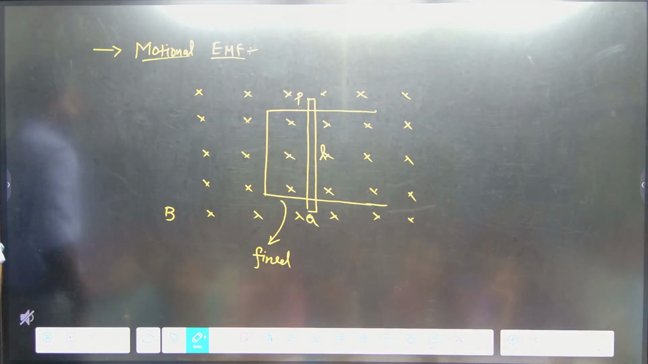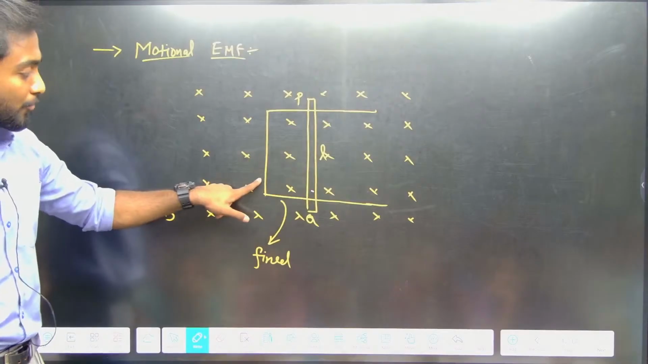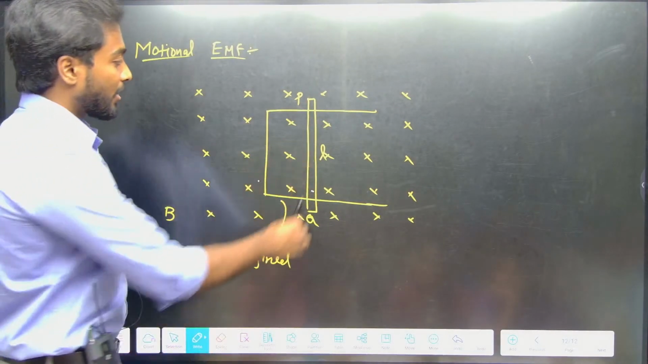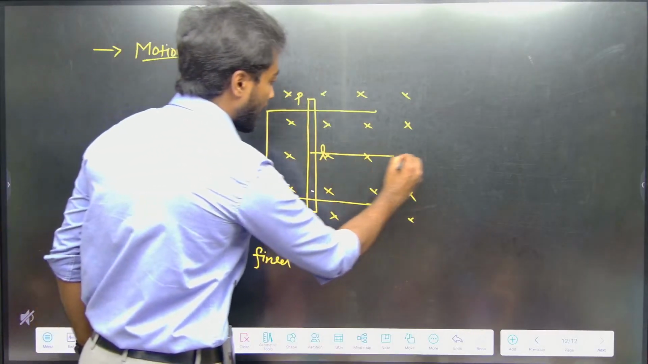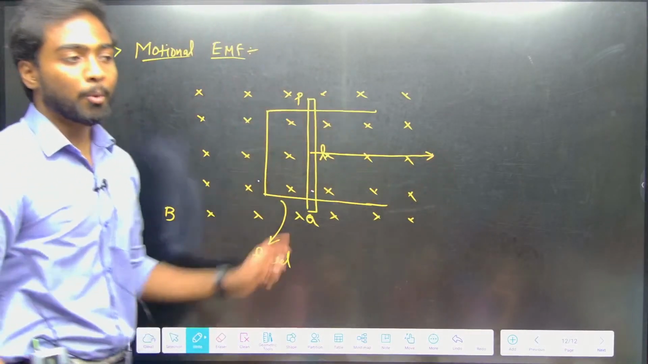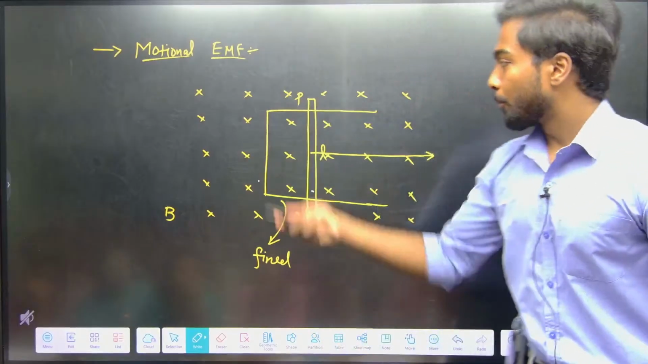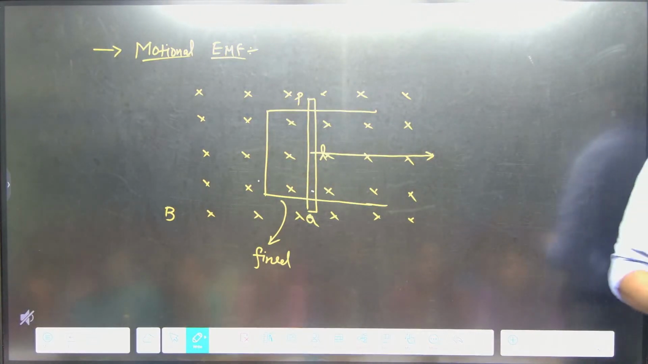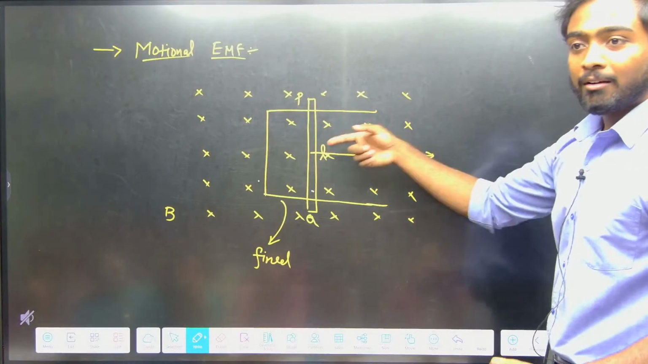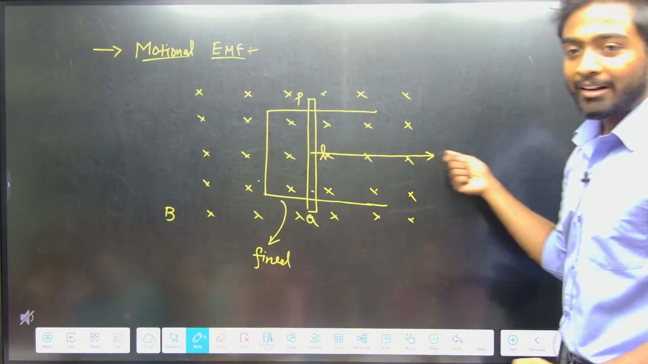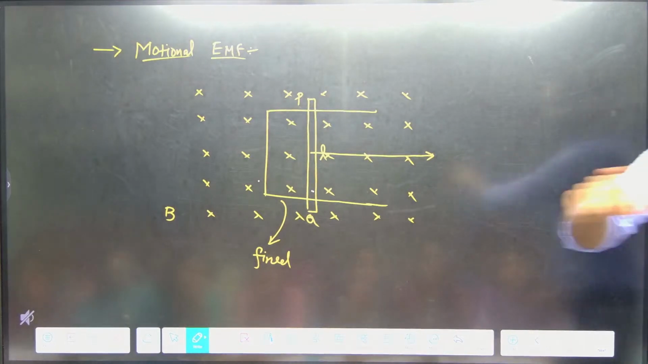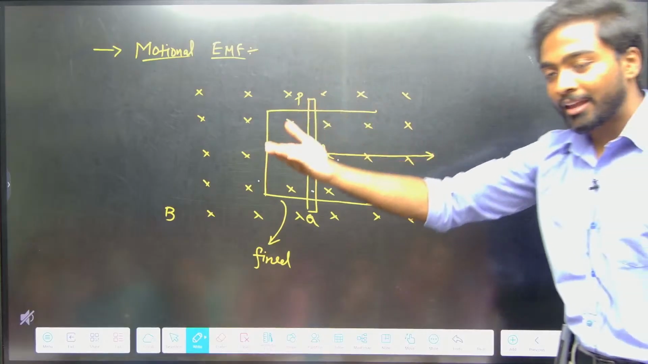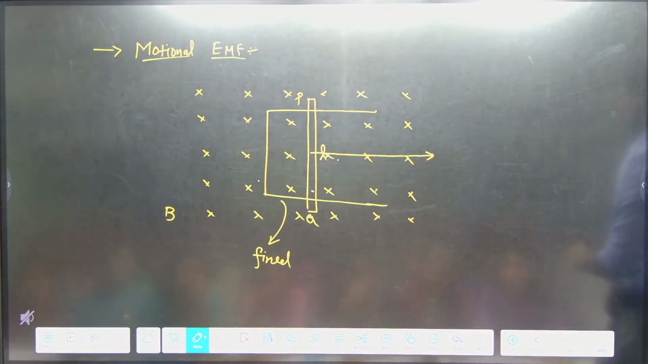This is a movable rod, and this is a fixed metal piece. What I am doing is trying to pull it towards the right. What happens here? It is cutting the magnetic field lines, no? If the magnetic field lines are going inside and I try to pull something like this, obviously it is cutting everything and coming near to me.